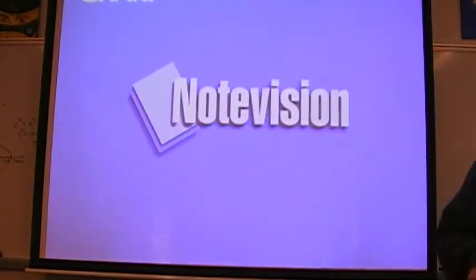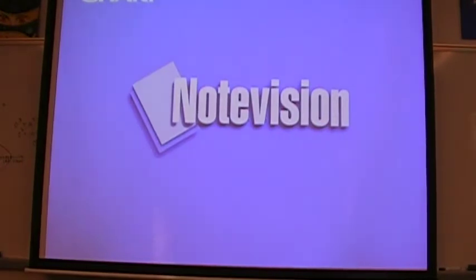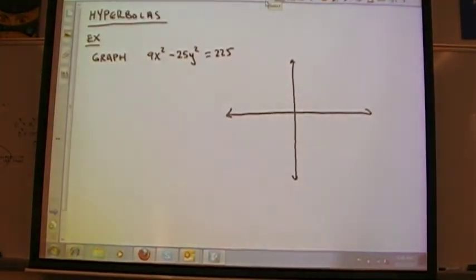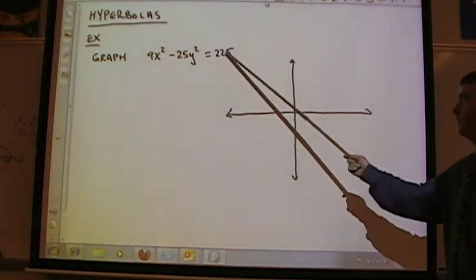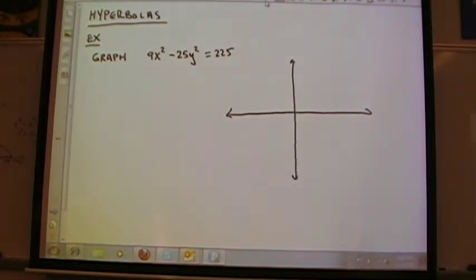So to graph, the first thing we need to do is get it in standard form, just like we did with ellipses. This side must equal 1. So what do I do first? Divide everything by 225.